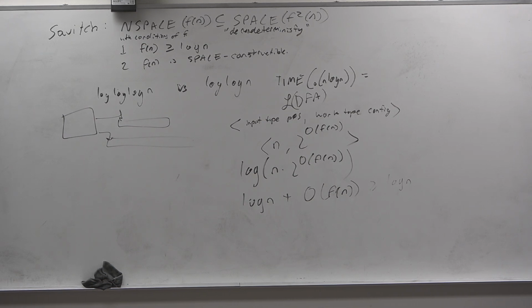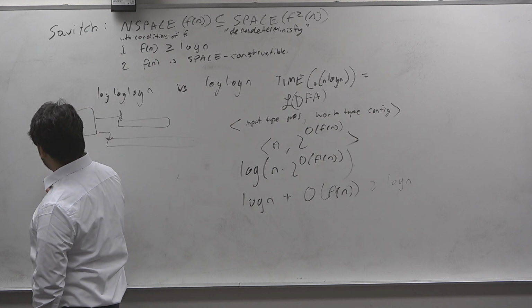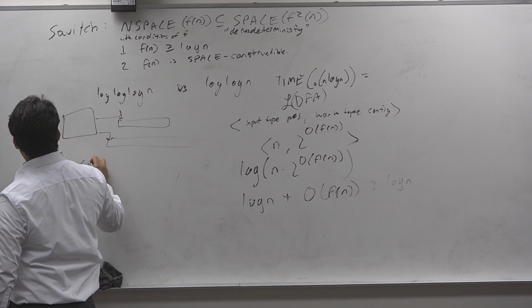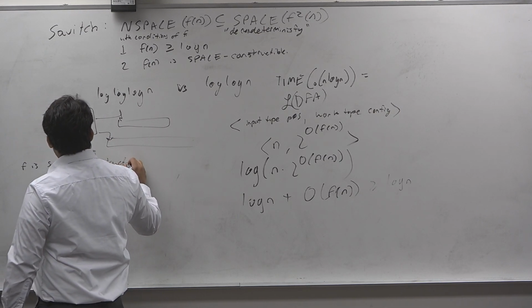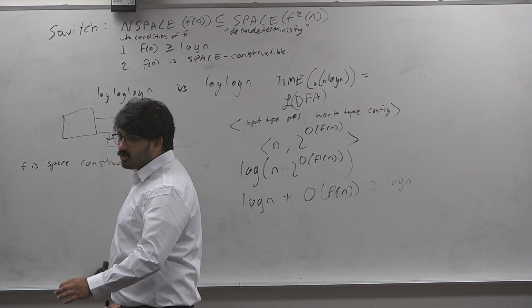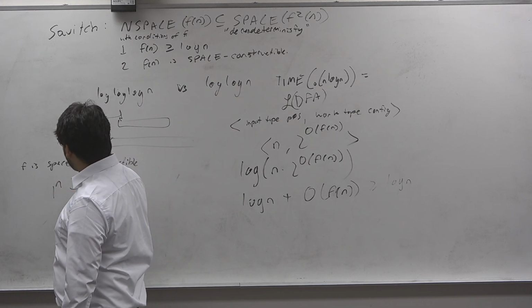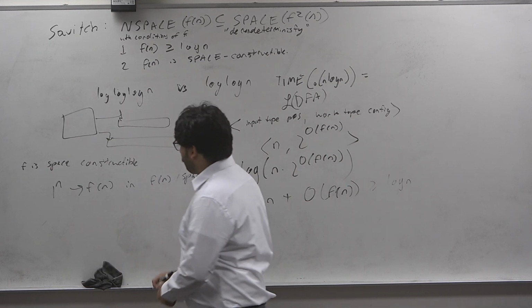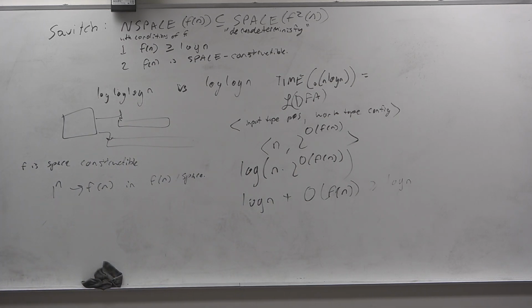What does space constructible mean? Space constructible basically means the function is nice in some sense. It's not something undecidable or uncomputable. F is space constructible essentially if it can be computed in its own space bound. So you can go from 1 to the n to f of n in f of n space. On input n 1s, you can write down f of n in binary using no more than f of n space, right?